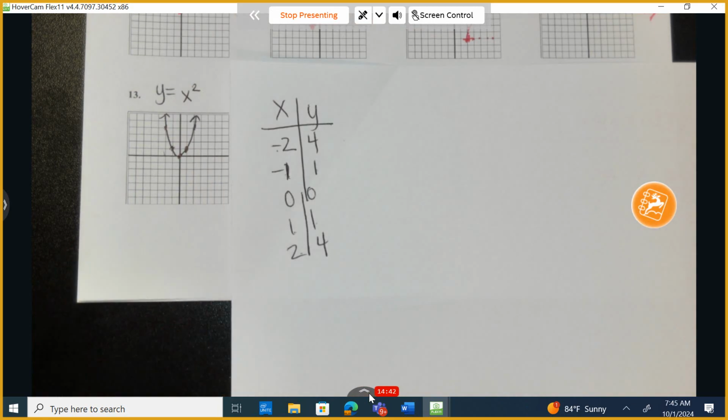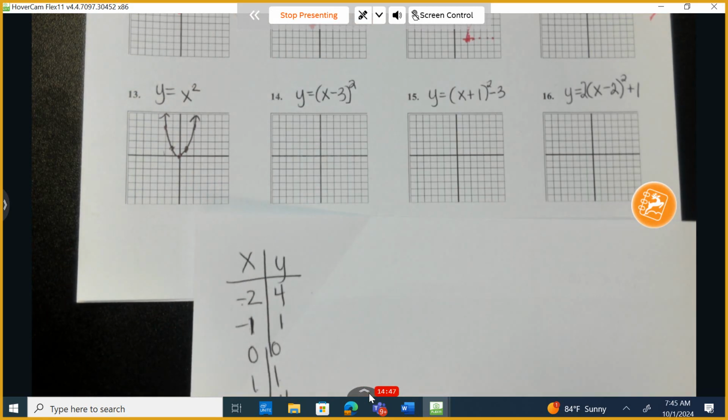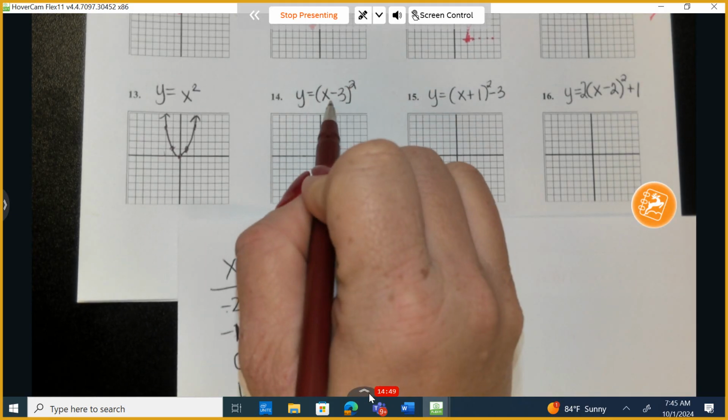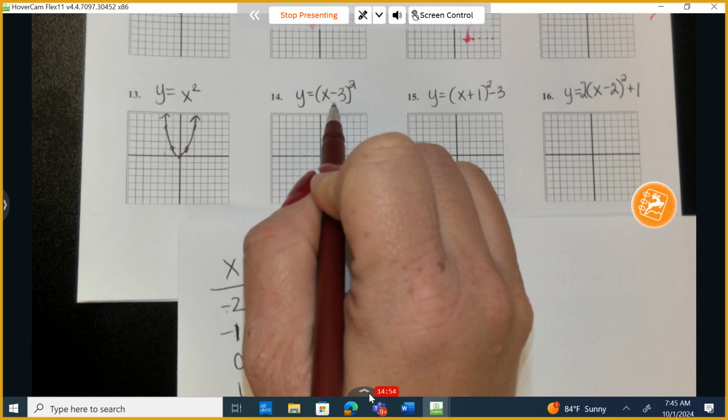So it's looking just like this. Now we're going to make predictions without doing any graphing to start with. So let's look at these. I'm going to shift this which direction? Left, right, up, or down? Take a guess. What do you think?